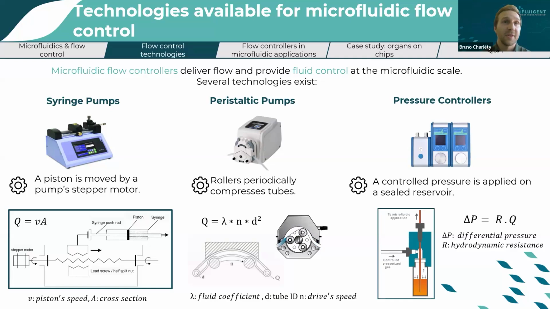The second system is the peristaltic pump. With this technology, tubing is periodically compressed by rollers that move the fluid from the reservoir into the chip. Finally, there is also the microfluidic pressure controller, a technology that was developed by Fluigent more than 10 years ago. Simply, a pressure is applied to a sealed reservoir, allowing it to push the fluids.